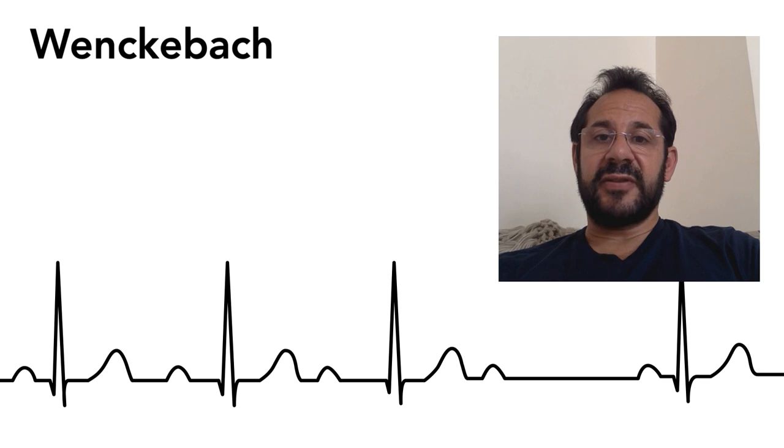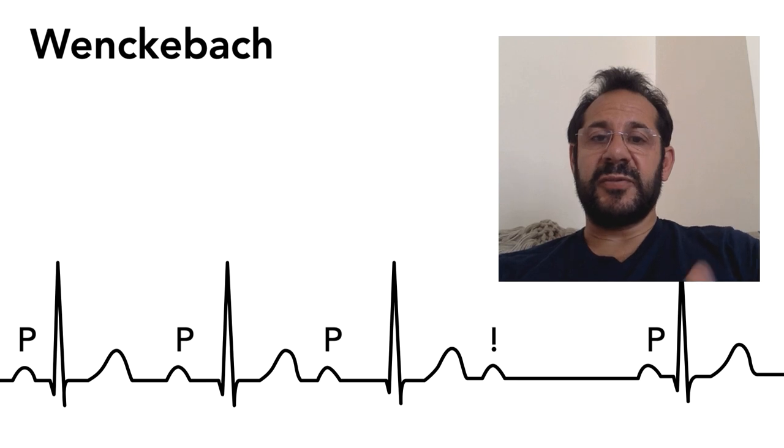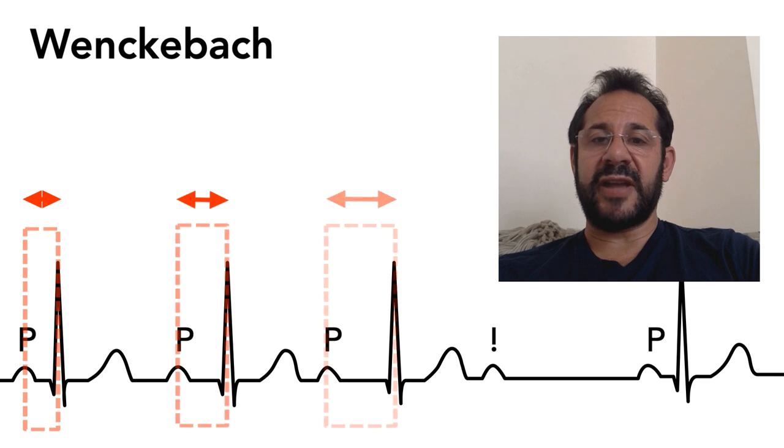Wenckebach describes a gradual slowing of the heart rhythm where the top chamber, which generates the P wave, the electricity travels more slowly from the atrium to the ventricle with gradual, what we call PR prolongation, and then a dropped beat. And this is known as Wenckebach.